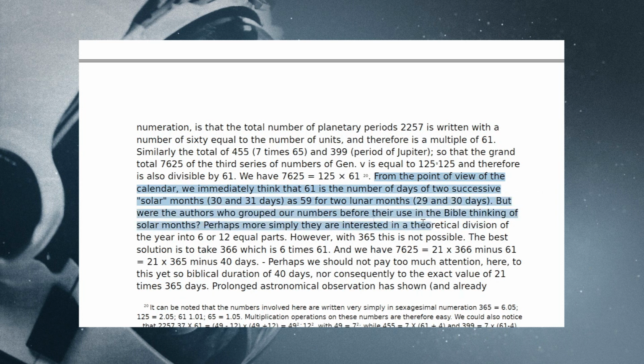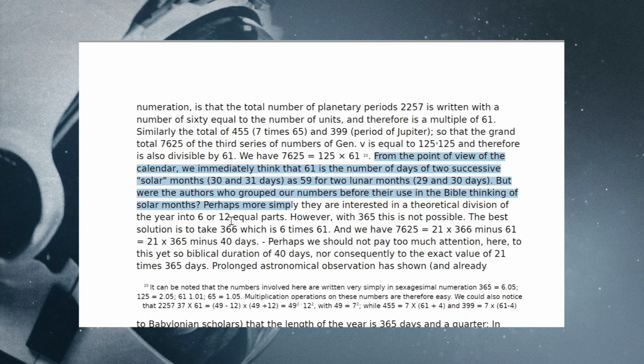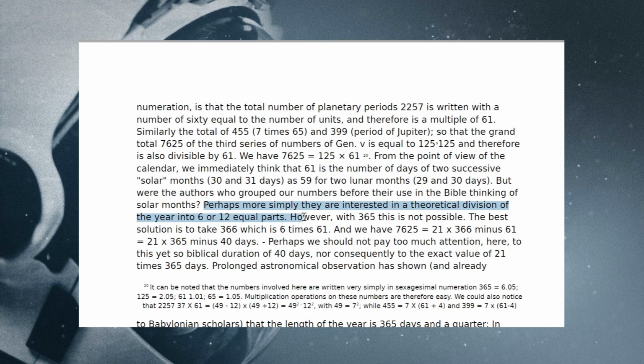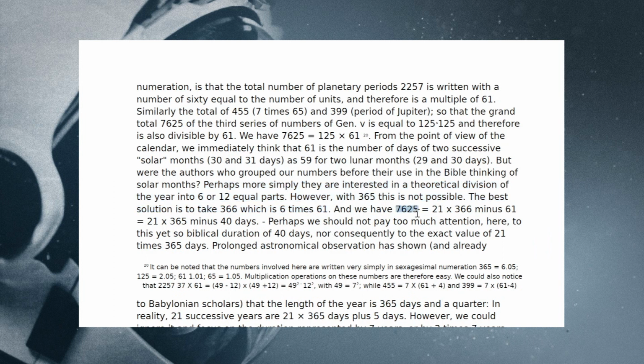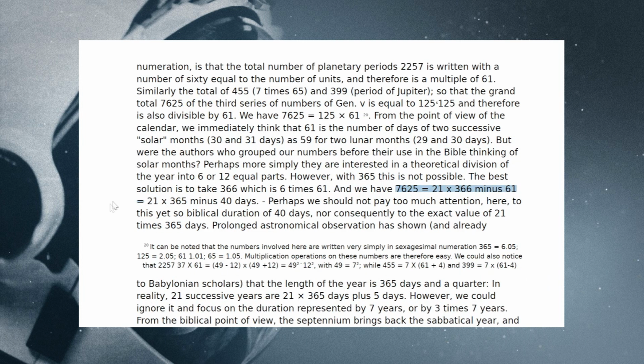But he's going to ask, is this what the biblical authors were thinking? Perhaps more simply, they are interested in a theoretical division of a year into 6 or 12 equal parts. However, with 365, this is not possible. The best solution is to take 366, which is 6 times 61. And we have 7,625 equals 21 times 366 minus 61, or 21 times 365 minus 40 days.